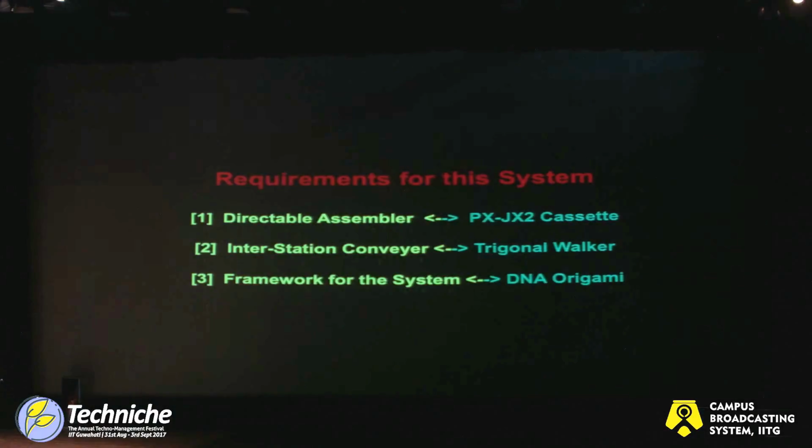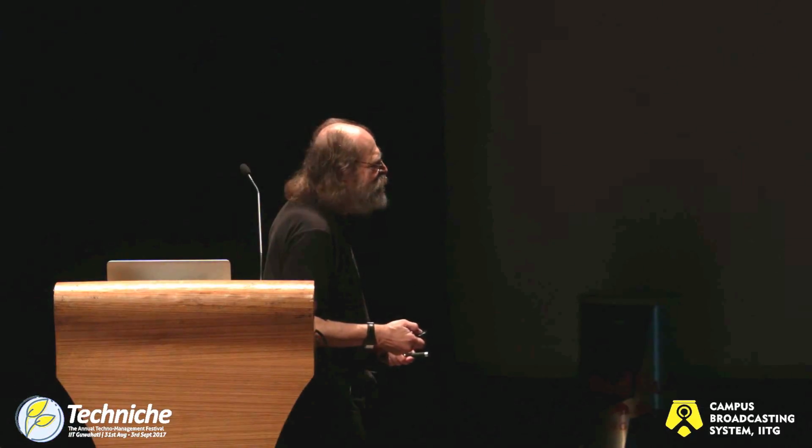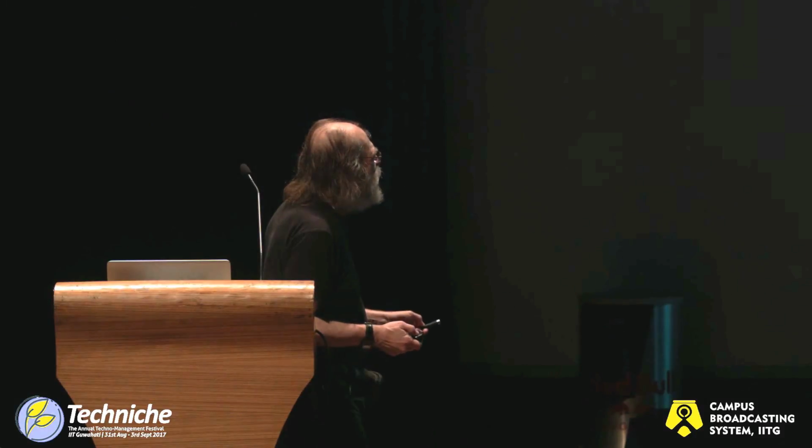That's the framework. So what we've done here is we've replaced the person with the PX-JX2 device, but fused with the origami, so it's in a cassette, and that's the framework. And then the interstation conveyor is another version of the same trigonal walker, except the Tensegrity triangle, except that it's also the chassis. It's going to get increased in size.